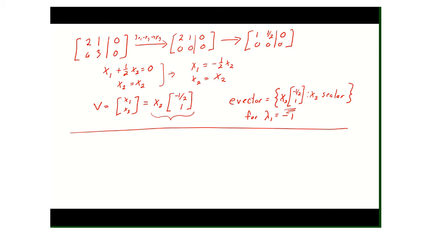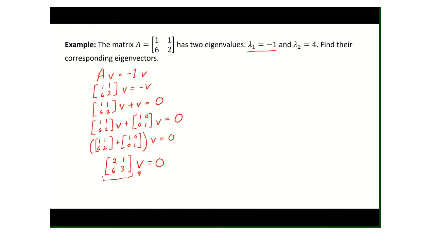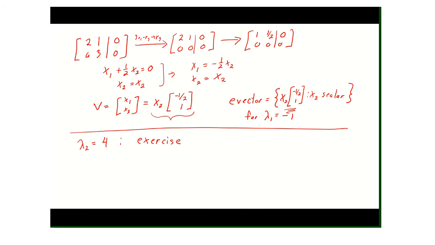But I said we have a second one. We have lambda 2 equals 4, and I'll leave this as an exercise. So try it out. Do the same thing. Follow through in the same way. Av equals 4 times v. Manipulate it around so you get this some matrix times v equals 0, and then solve it out and see what you get. And that gives you your eigenvector.